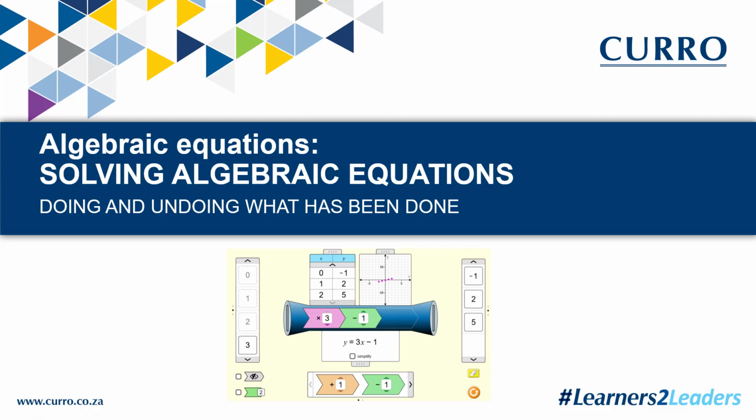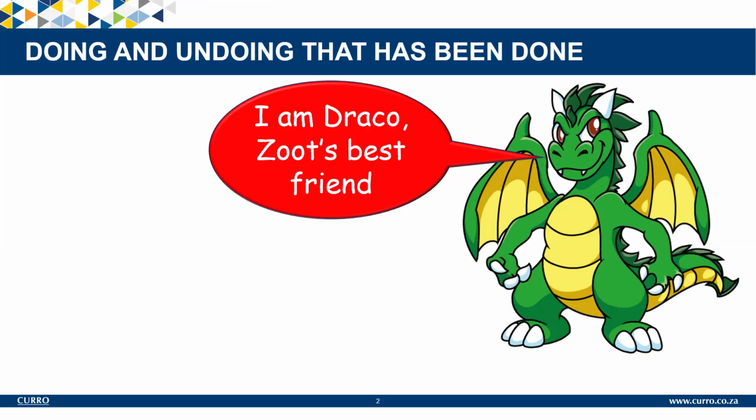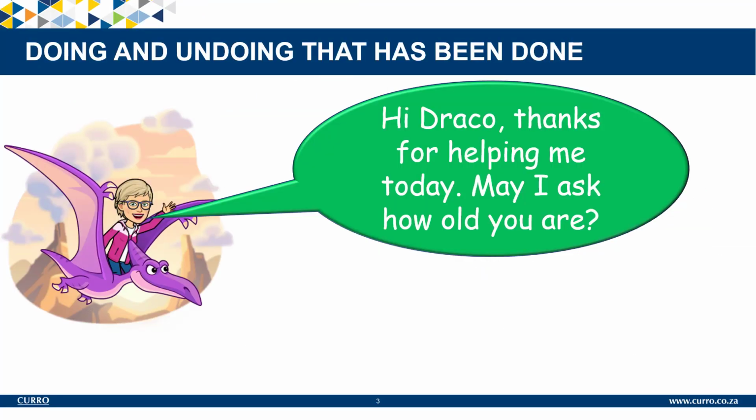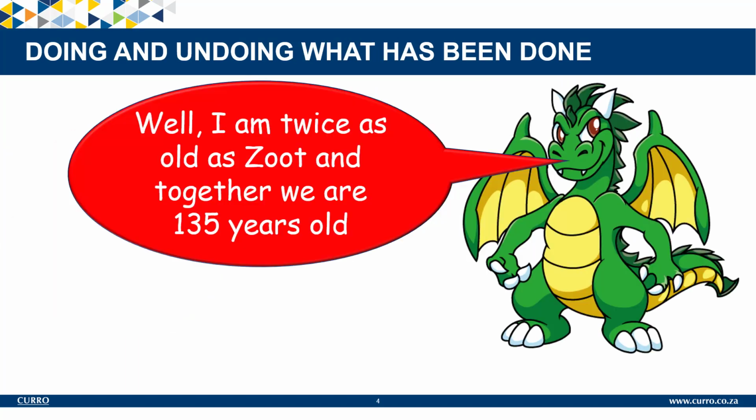Algebraic equations. Solving algebraic equations by undoing what has been done. Draco is Zoot's best friend. Hi there, and thanks for helping me. How old are you? I'd love it if we start with a math problem. I'm twice as old as Zoot, and together we are 135 years old.